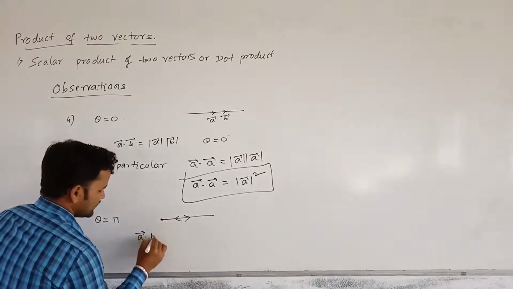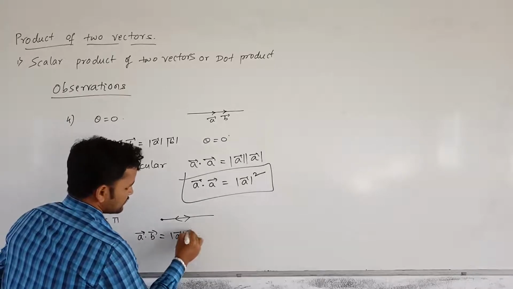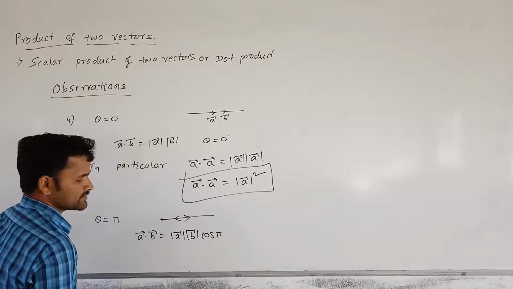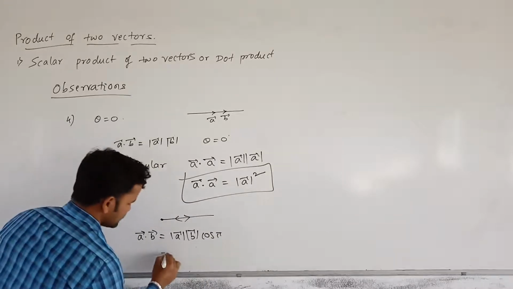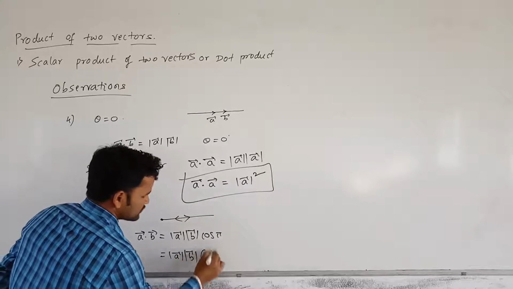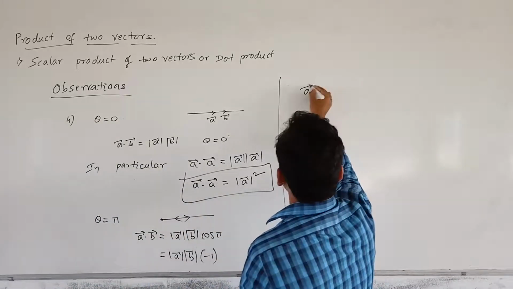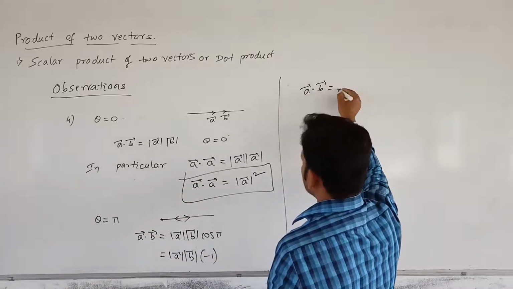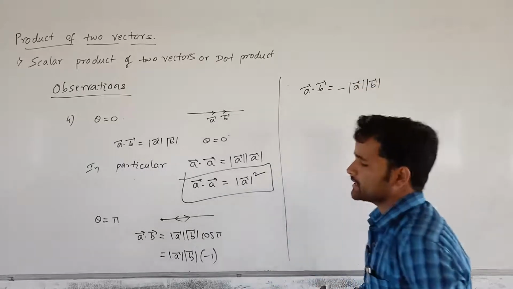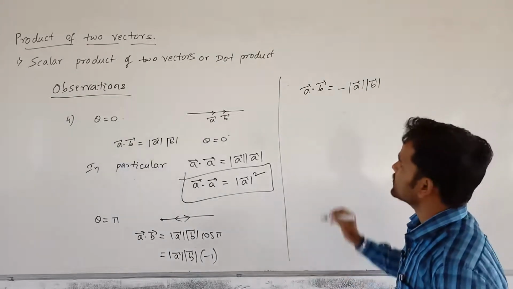Let us see. A dot B is equal to magnitude of vector A into magnitude of vector B into cos pi. Cos pi is cos of 180 degree, whose value is minus 1. Here we write magnitude of vector A into magnitude of vector B into minus 1. So we have A dot B is equal to minus of magnitude of vector A into magnitude of vector B. This is the case when theta is equal to 180 degree.